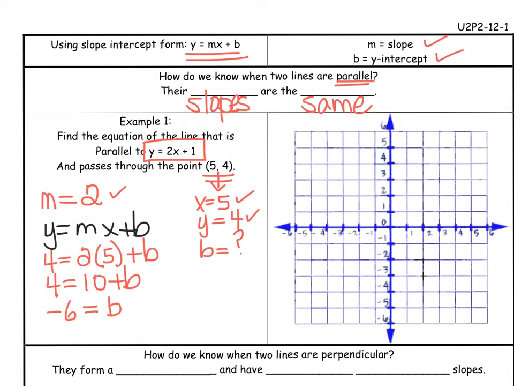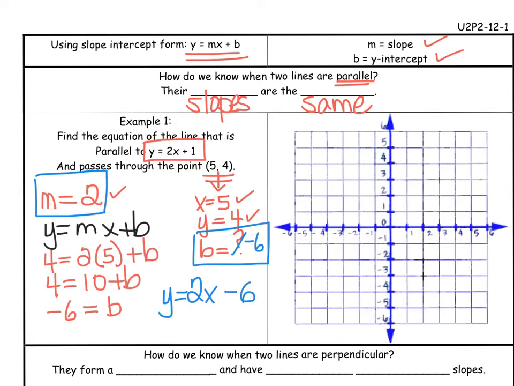So now that I know what b is, and b we said was negative 6, I have a slope of 2 and a y-intercept of negative 6. So it's a parallel slope, so that's 2x, that stays the same, and my y-intercept is negative 6. So this line should be parallel to this line, and we're going to go ahead and graph them just to make sure we're right.